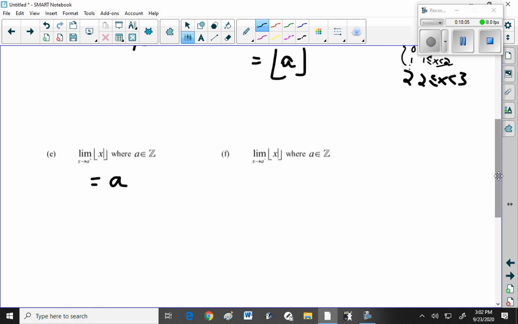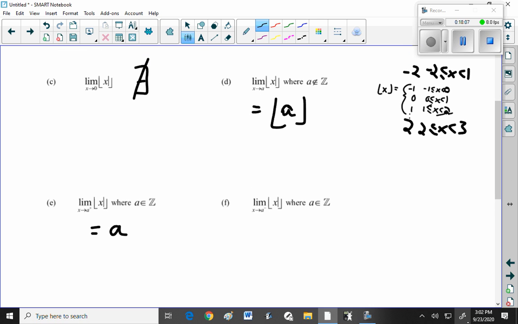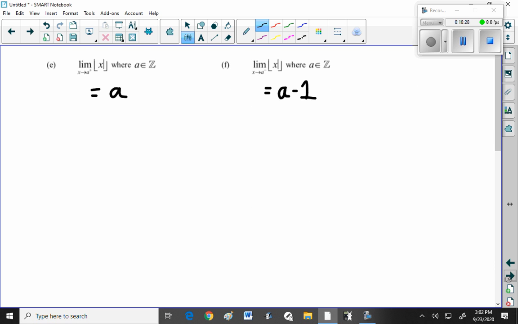But when we approach from the left, something a little more interesting happens. So if I approach 3 from the left, I get 2. If I approach 2 from the left, I get 1. If I approach 1 from the left, I get 0. If I approach 0 from the left, I get -1. So if I approach a from the left, I get a minus 1, which is kind of cool.